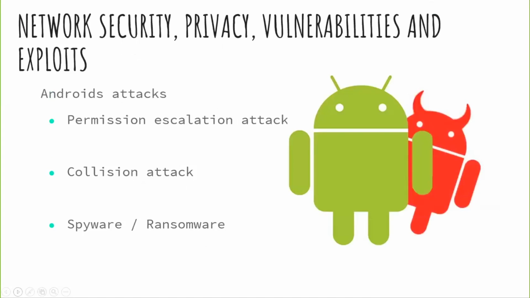Now, let's talk about network security, privacy vulnerabilities, and exploits. There are several security attacks in Android. Among the attacks we find permission escalation attacks, which allow a malicious application to collaborate with other apps to access critical resources without requesting the corresponding permission. Collusion attack is a technique where two or more applications share the same user ID so they can have access to the permissions which are granted to each other. And last, spyware, which is a type of malware that can be downloaded automatically from a malicious website or from apps downloaded from unknown sources.